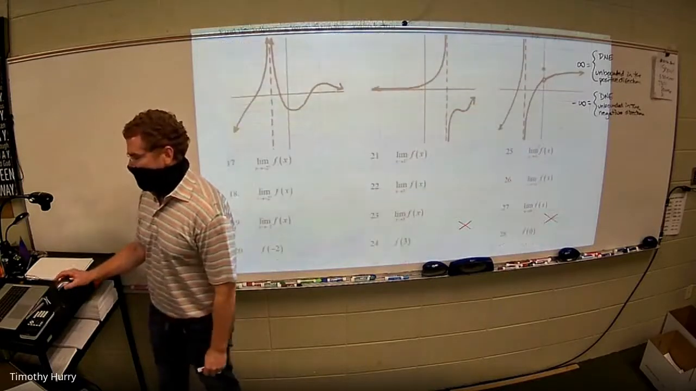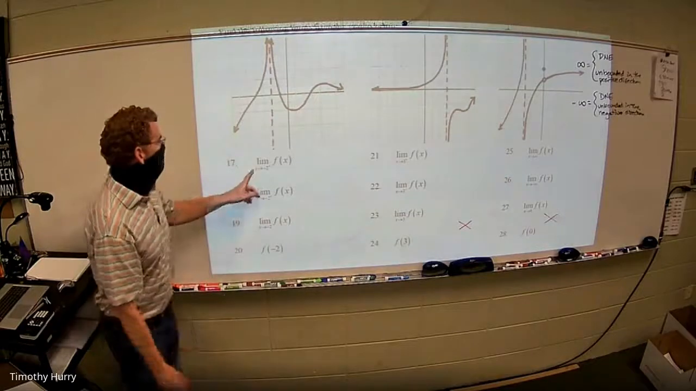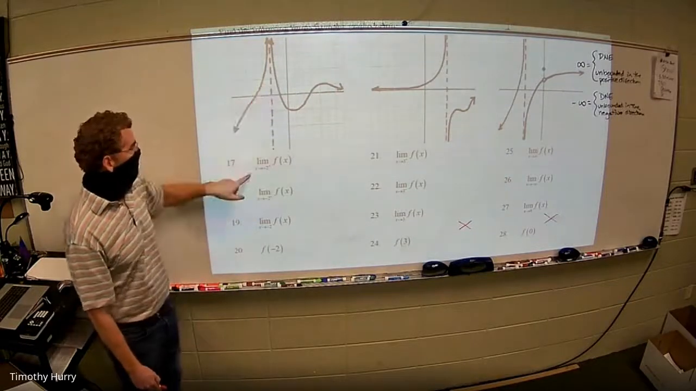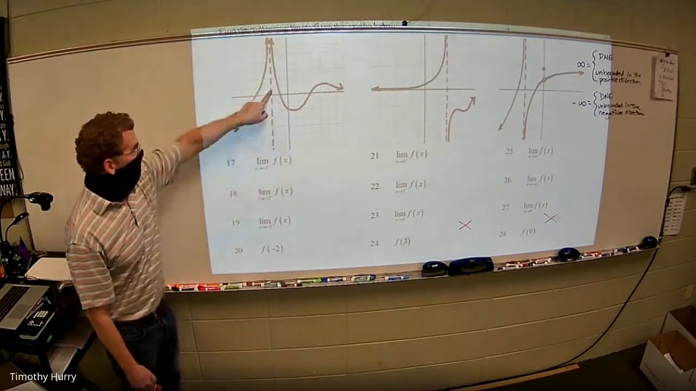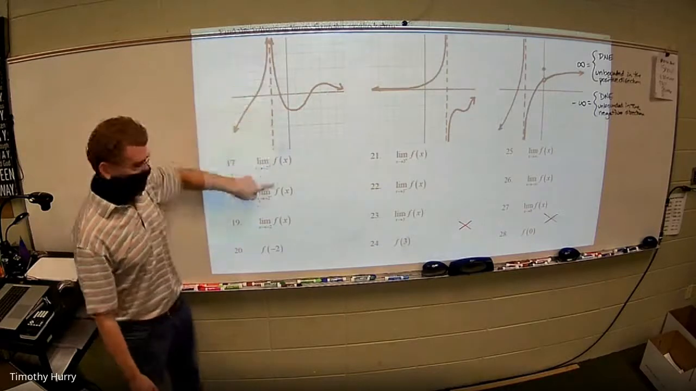Okay, what about this next group of problems? Look at 17, 18, 19, 20. 17 is asking you, what is the limit of this function as I approach negative 2 from the right? Here's negative 2. So from the right-hand side, what's going on?